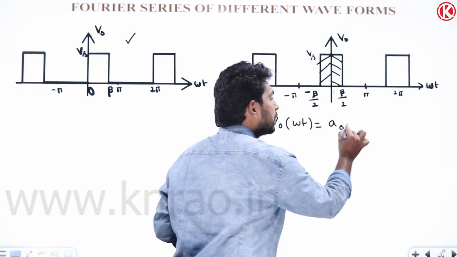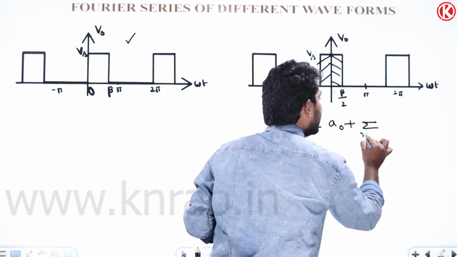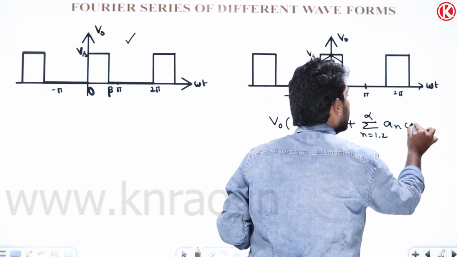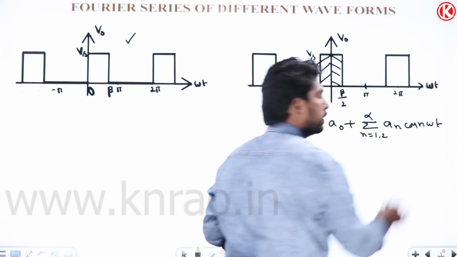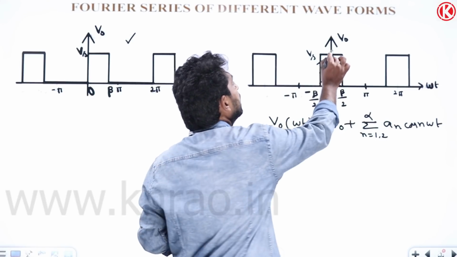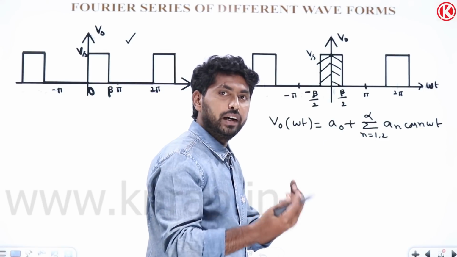A naught plus sigma n equal to 1 to infinity of An cos n omega t. So how can I find the A naught? It is simply the average value, so we need to find the area divided by the time period.